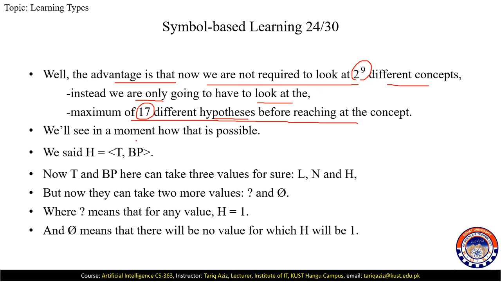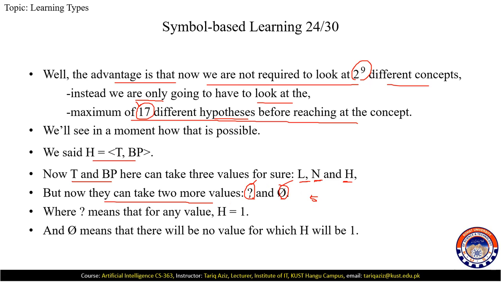Now we will look at this example, how our hypothesis is reduced to 17 outputs. So we said that H is equal to T comma BP. Now temperature and blood pressure here can take three values: low, normal, and high. Okay, we know this. But now there can be two more values. One of them is the question mark, and the other one is the theta. So how many total values will we have? We will have five values: one, 2, 3, then 4 and 5. So in total we will have 5 values.